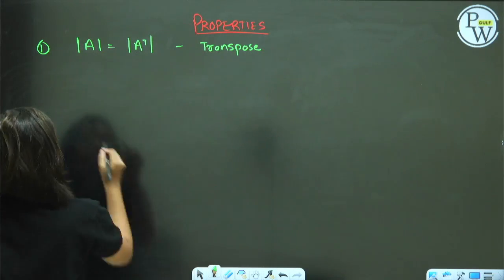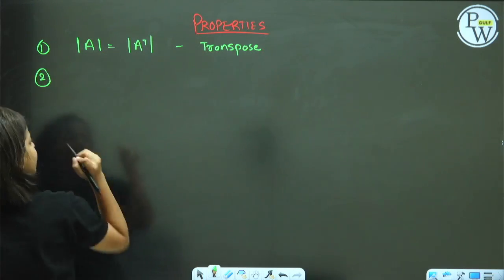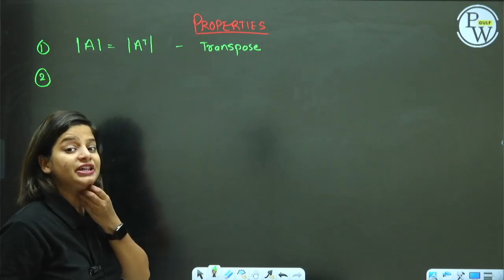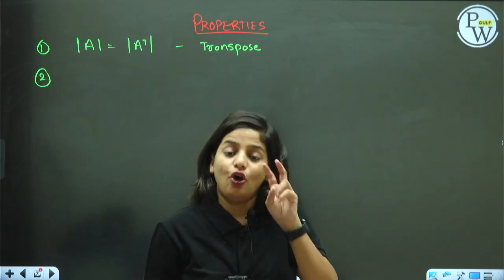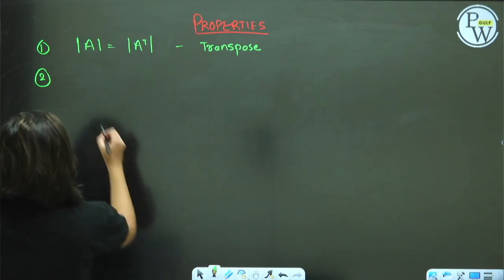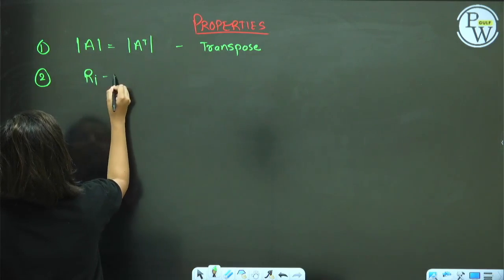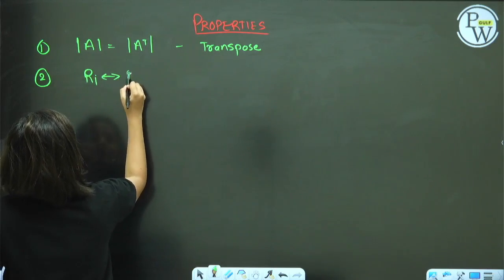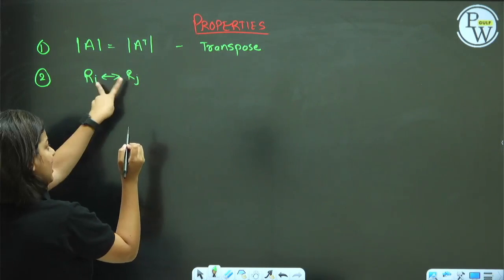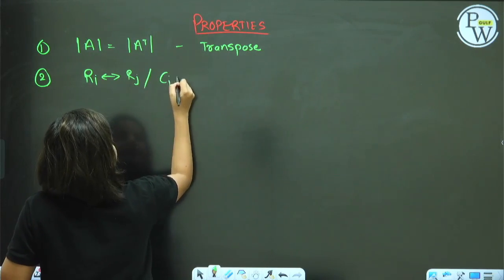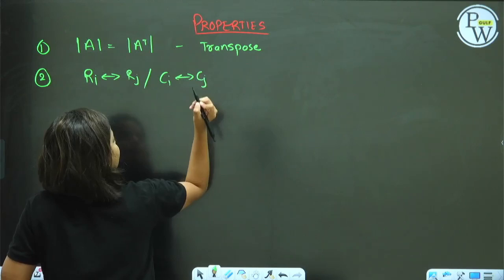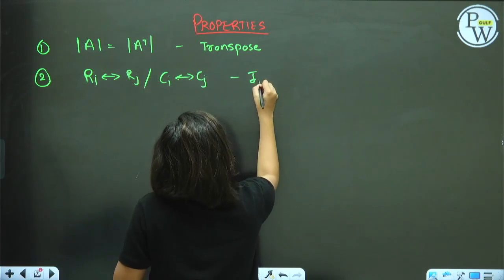Determinant doesn't change. The second property says if you interchange any two rows or any two columns, that means Ri changes to Rj, you are interchanging Ri and Rj, or you are interchanging Ci and Cj, what will happen in such a case?